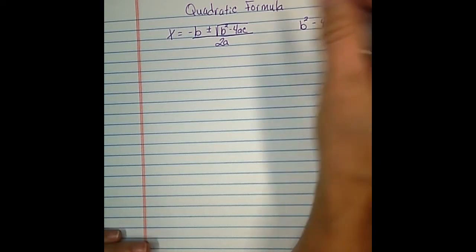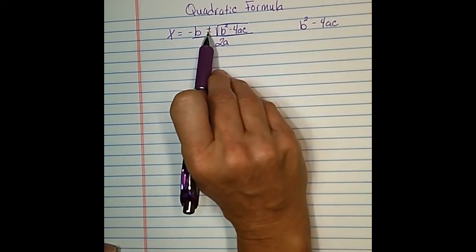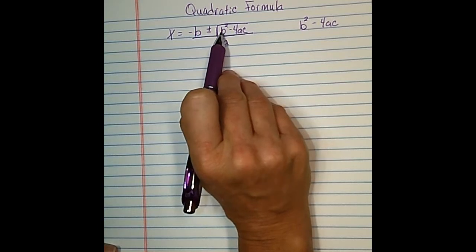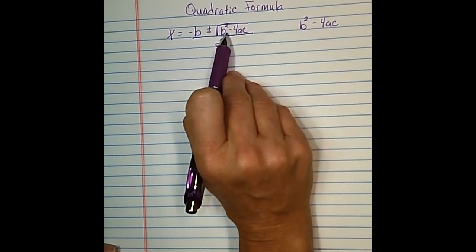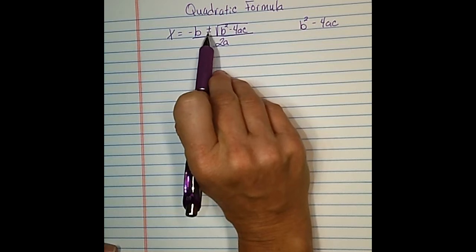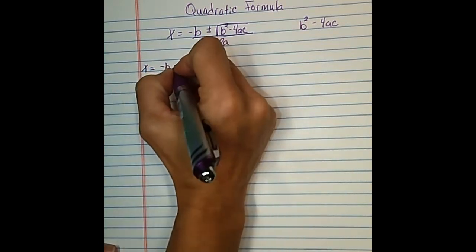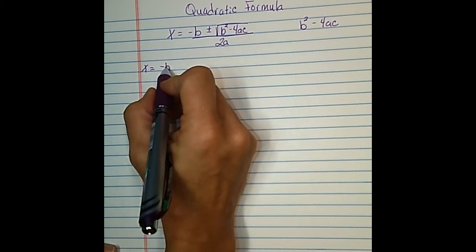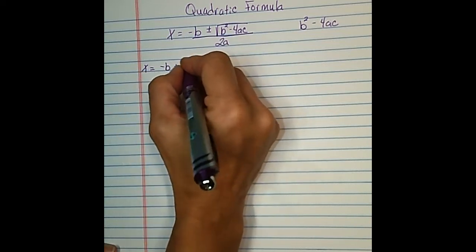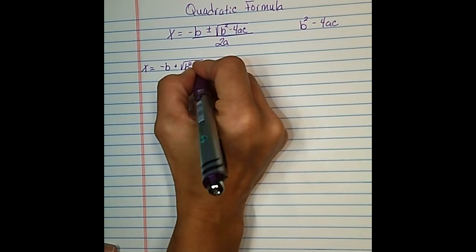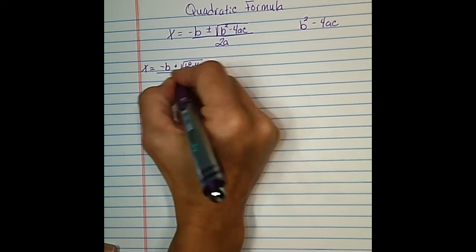How do I know that? Because in front of that square root I have a plus and minus. So that means whatever gets squared here, there's going to be a plus and minus of it. So I'm going to have two equations. I'm going to have x equals negative b plus the square root of all the discriminant. All of this is divided by 2a.